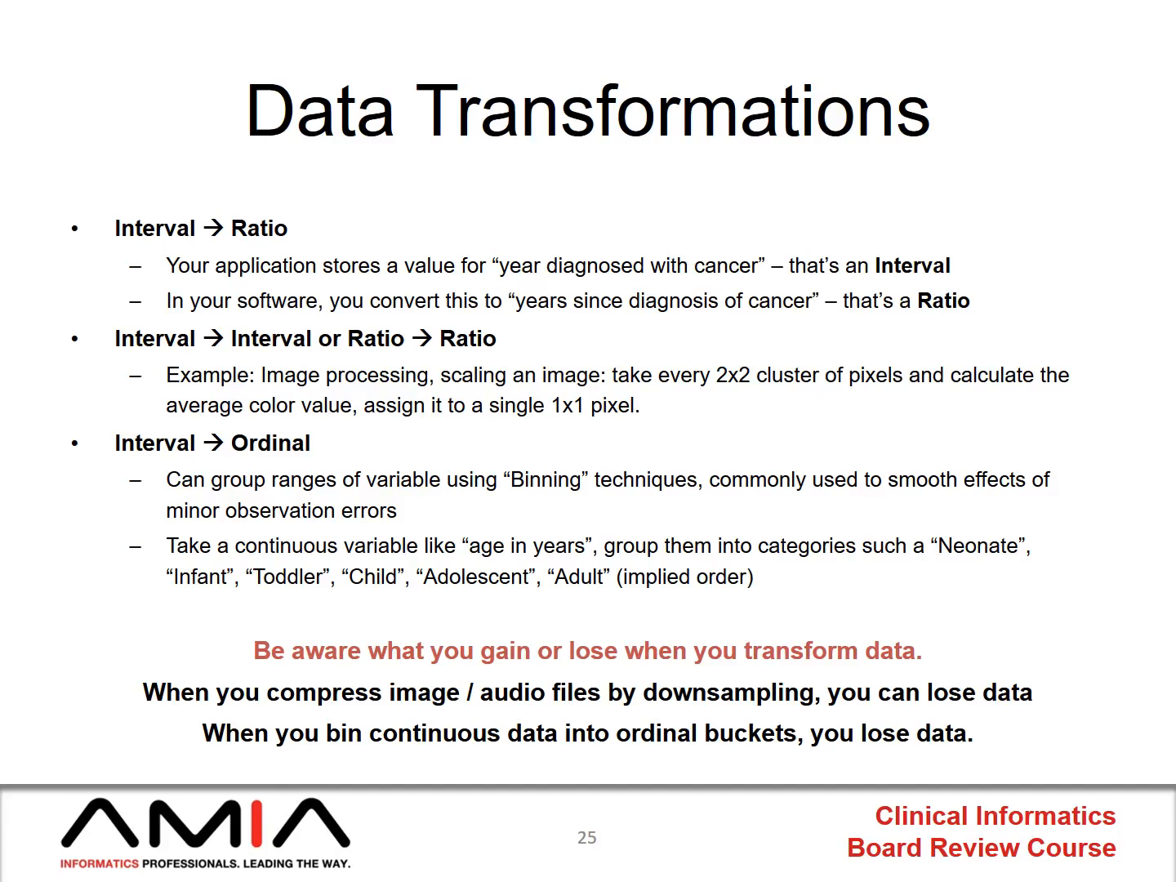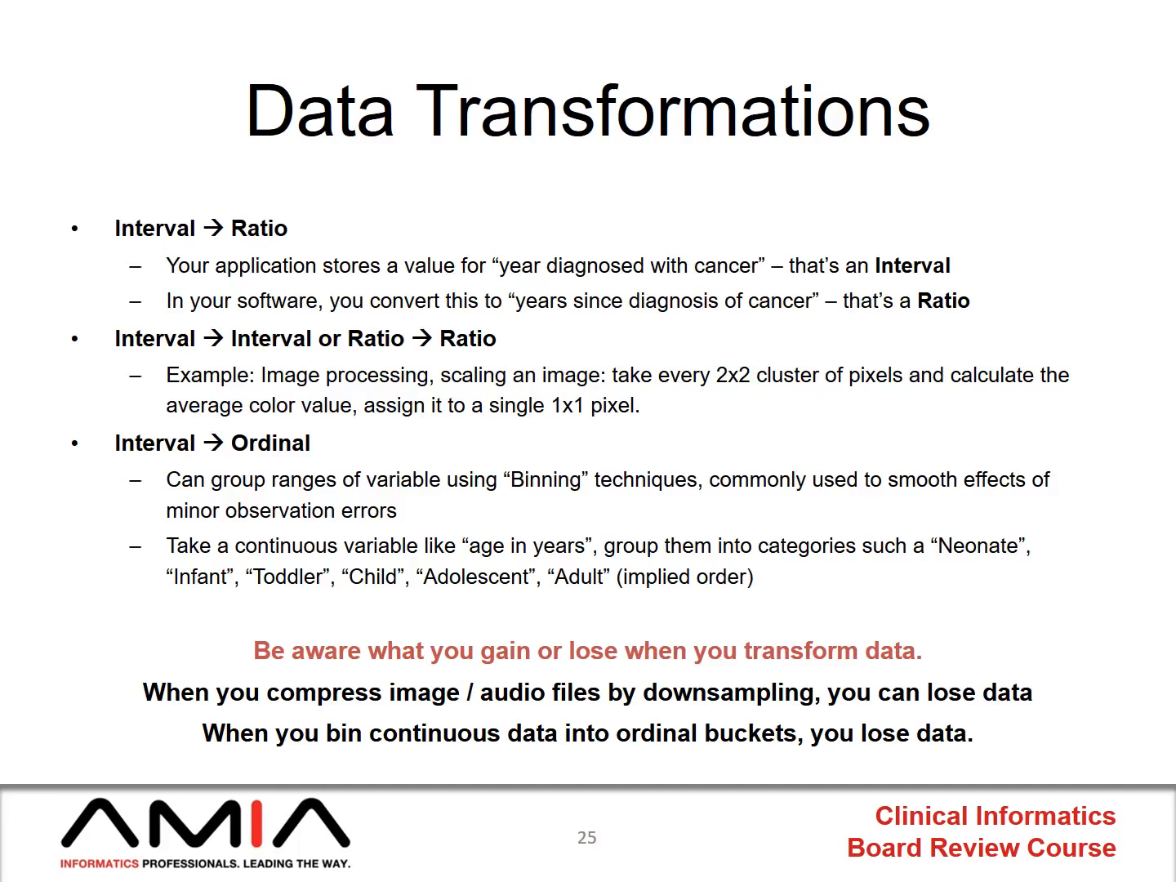So I might take age in years, but then group the patients according to their age into useful bins, such as neonate, infant, toddler, child, adolescent, adult, etc. And again, this is ordinal data because there's an implied order, at least in the example that I've chosen here.